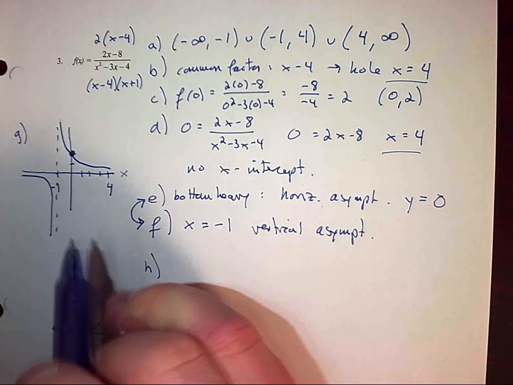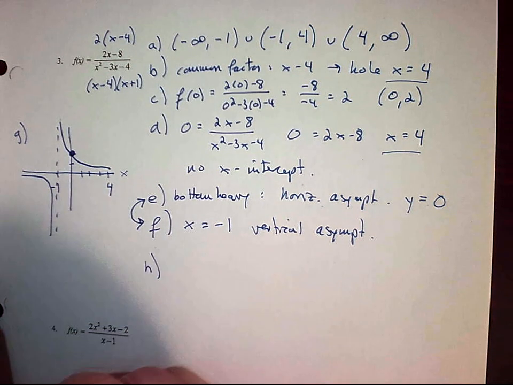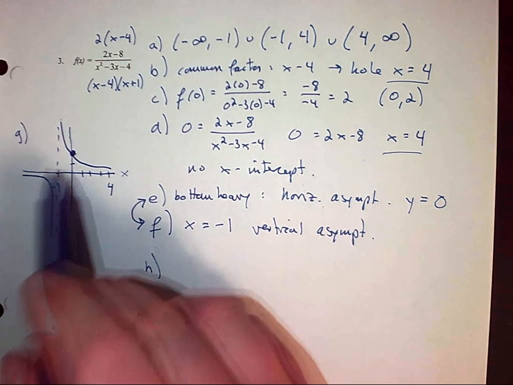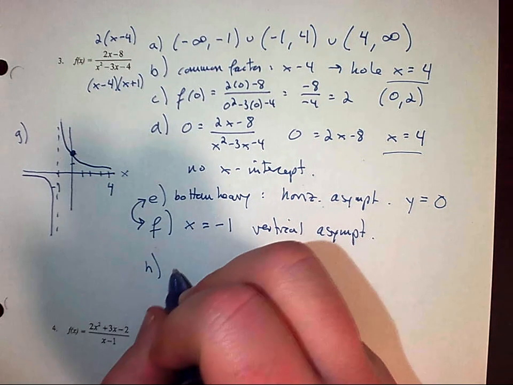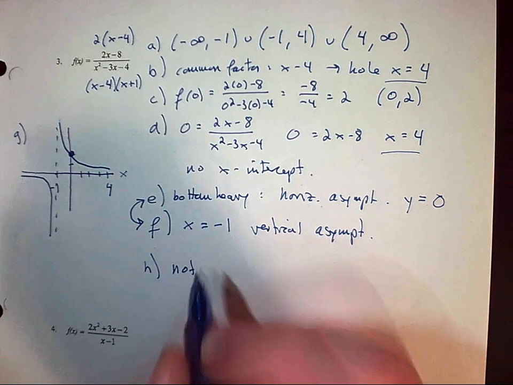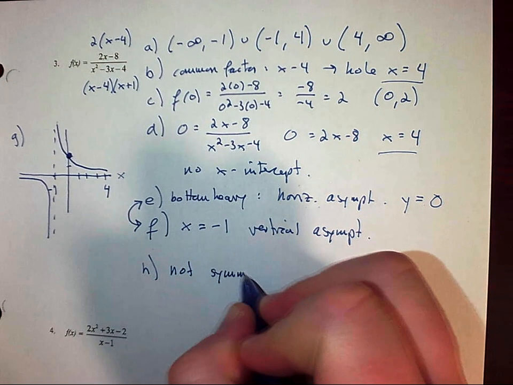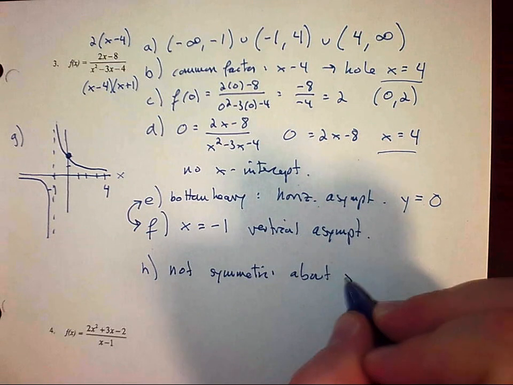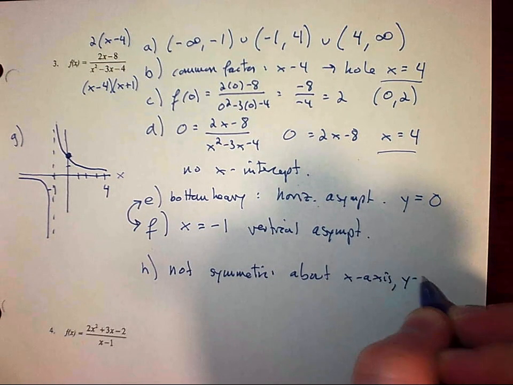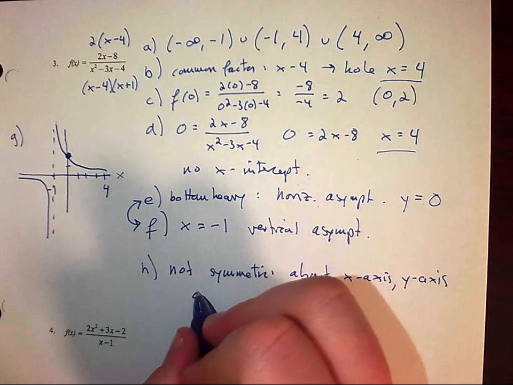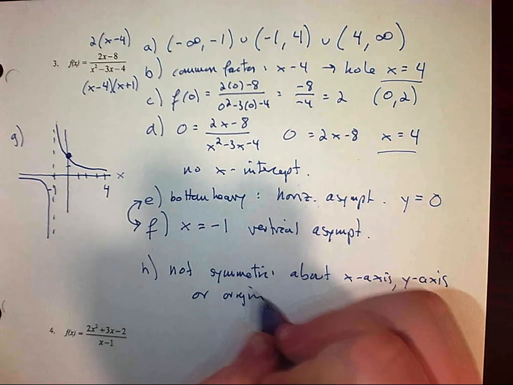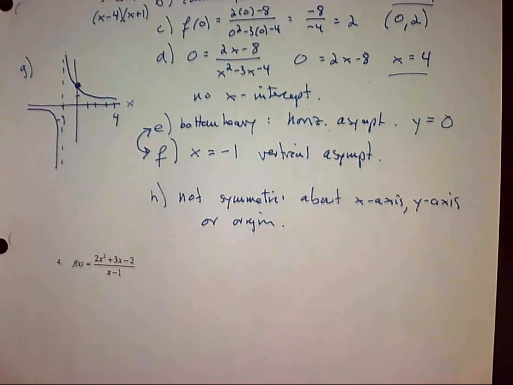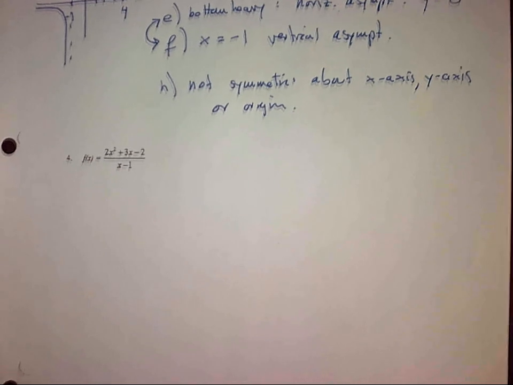So now if we look at h, again, we can't spin it around the y-axis and end up with the same thing. We can't spin around the x-axis and end up with the same thing. We can't spin around the origin and end up with the same thing. So therefore, we're going to say that it's not symmetric about the x-axis, y-axis, or the origin. Right. See if I can get through number 4 without messing up E and F again.